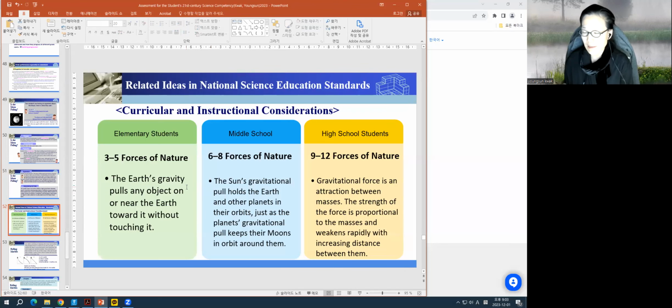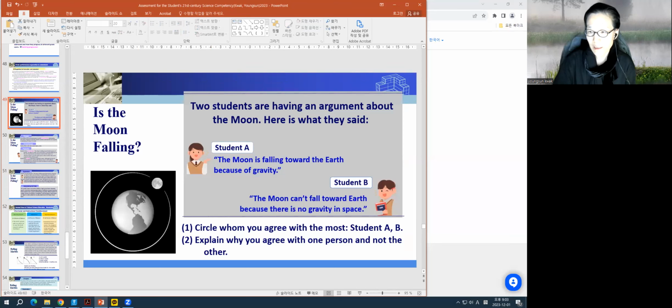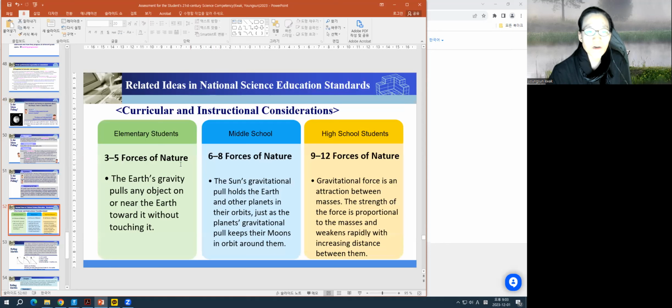There is a sequence of teaching science concepts with all the same question. You can make it a middle school level assessment item or a high school level assessment item. It's up to you, depending on your probing questions. That's what they are saying. In terms of gravity, it's called the forces of nature. One of the forces of nature is gravity.